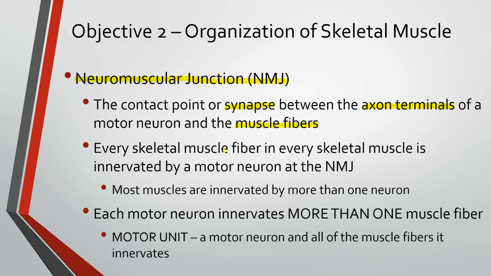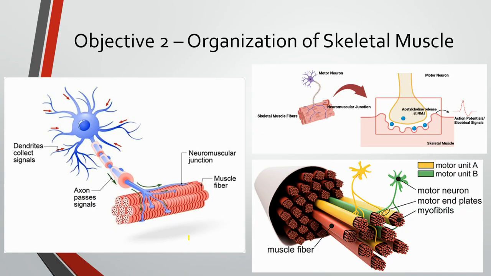And so pretty much every skeletal muscle and every fiber within that muscle is going to be innervated by a motor neuron that's going to tell it to contract. And in fact, a lot of your muscles have more than one neuron that are actually innervating them and telling them what to do. And then each motor neuron actually innervates more than one muscle fiber. So it's not like there's one neuron for one muscle cell. There's one neuron for several muscle cells, and that's what we call a motor unit. And we'll see that come into play in part 2 of muscles.